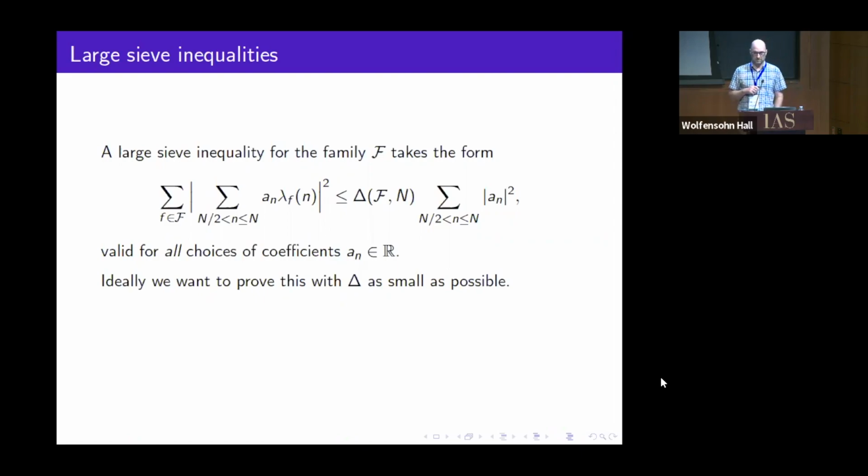and it's normalized by the sums of squares of the coefficients. One of the key things in a large sieve inequality is that we're looking for a bound that holds for completely arbitrary choices of coefficients. And also we would like to prove this for delta as small as possible. There are trivial bounds that you could prove that are, as the name would imply, pretty useless in practice. But you have to work harder to get better bounds.